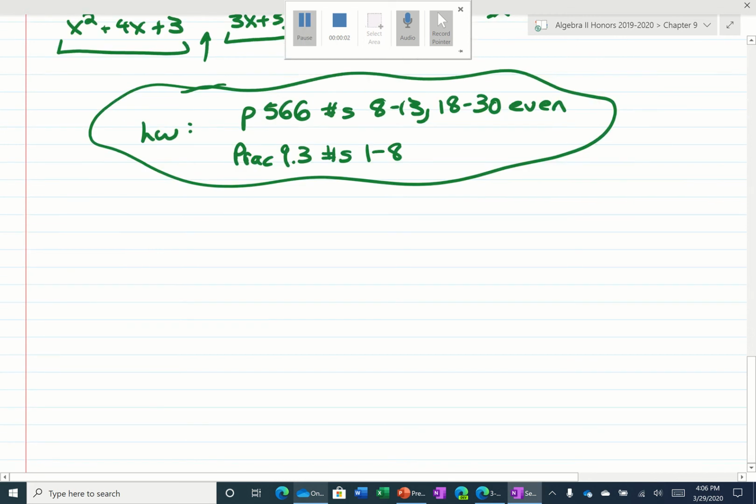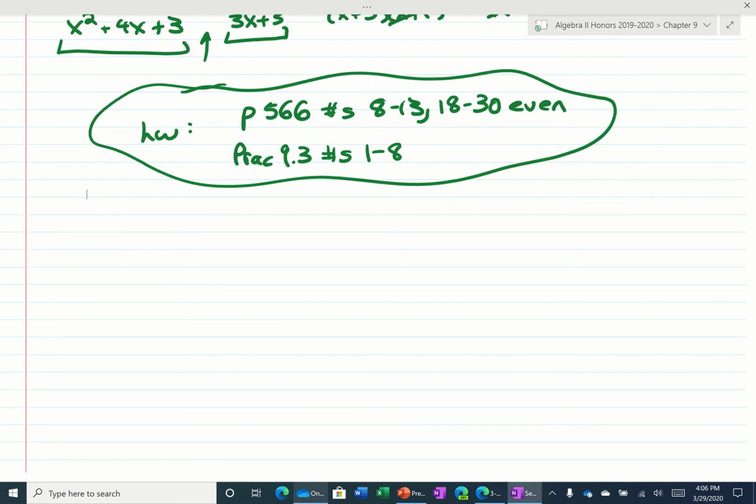Alright, so let's take a look at some of these homework problems. Remember, the name of the game is to factor, and then we cancel common factors if they're being multiplied and divided. So I'll take a look on page 566 first. I asked you to do 8 to 13. Alright.